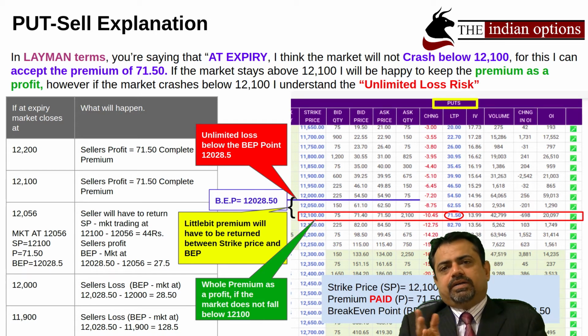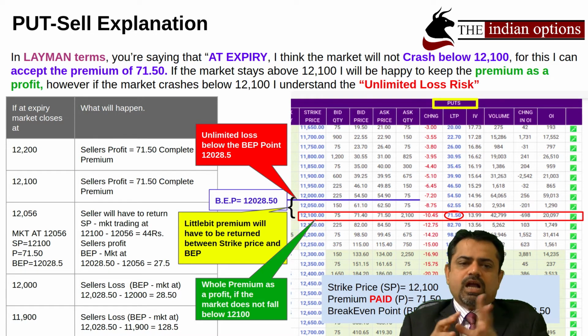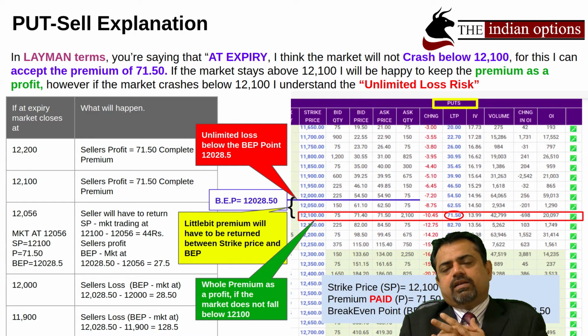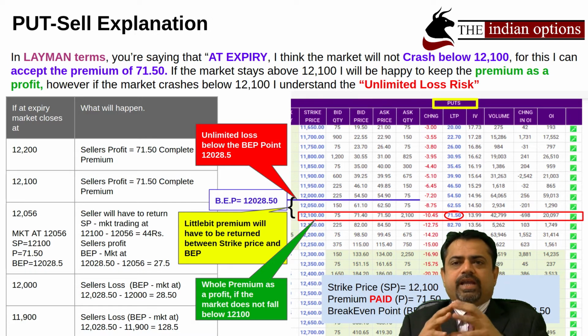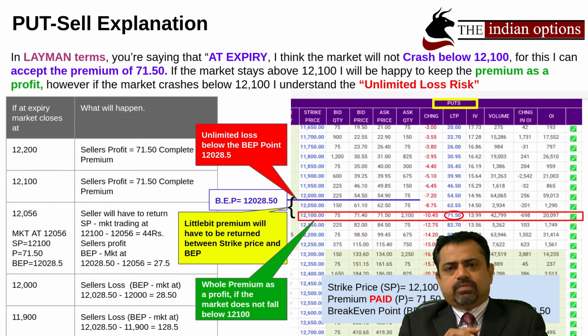Now, on the left hand side, I have chosen one table, and in this table I am picking very hypothetical points where the market is going to close. Say for example, if the market closes at 12,200, which means that you have won the bet, you have won the contract, and you can keep the premium. Same case with 12,100. If the market closes at 12,100, then you can keep your premium, whatever profit you have got. So that's not an issue.